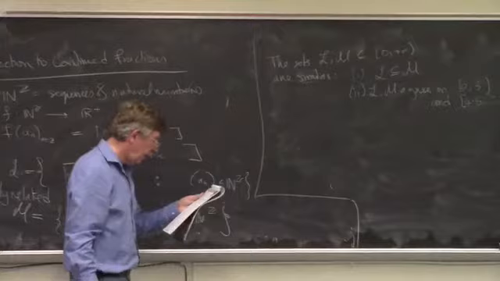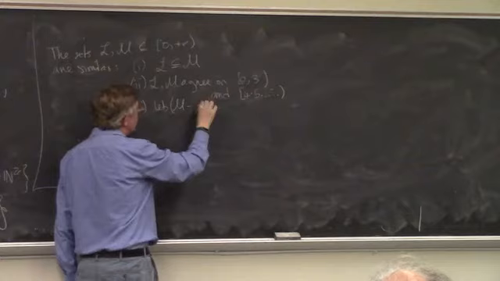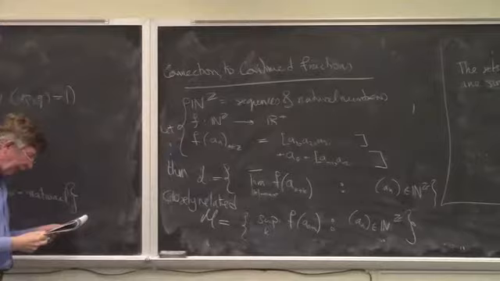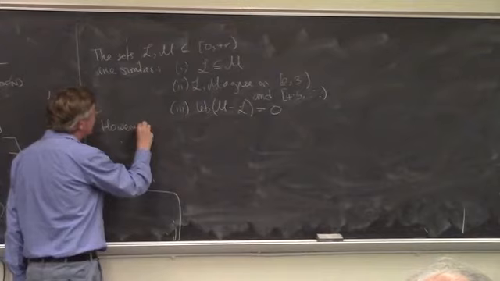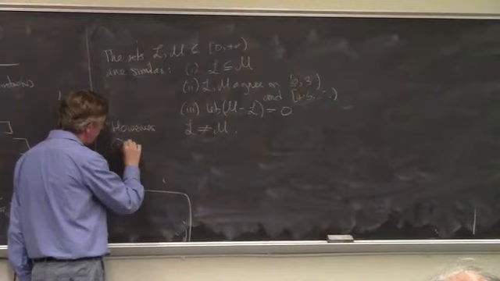Moreover, if you look at the set theoretic difference of these two sets, M minus L, then its Lebesgue measure is equal to 0. So it's kind of a small set in some reasonable sense. However, it is the case that they're different. Despite these similarities, L is not equal to M. And this brings the question, how big is the difference?